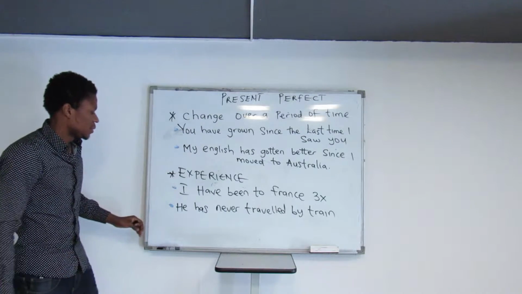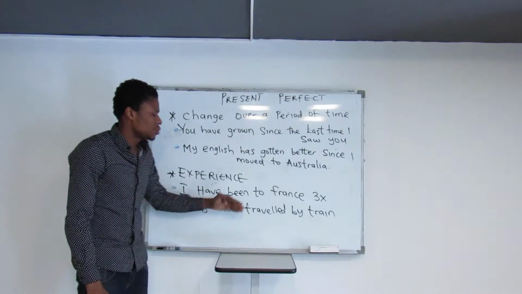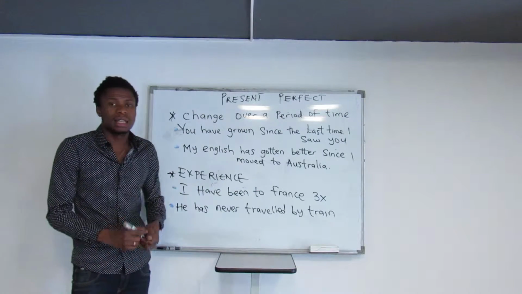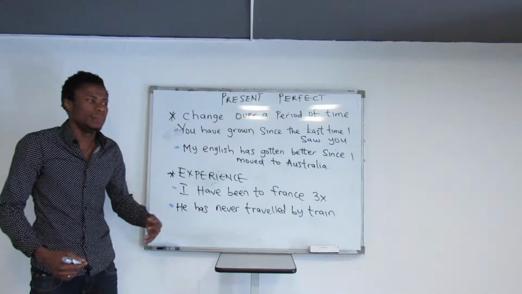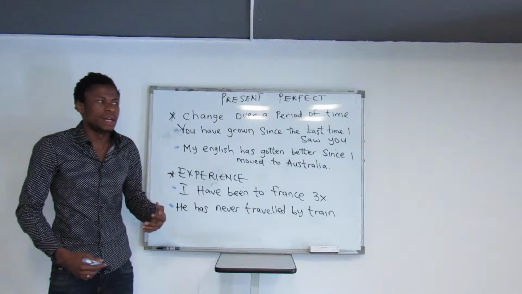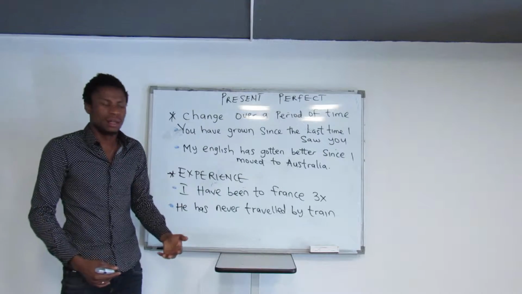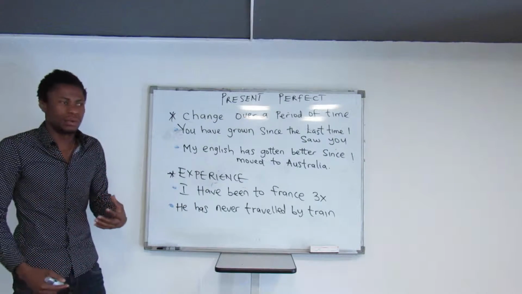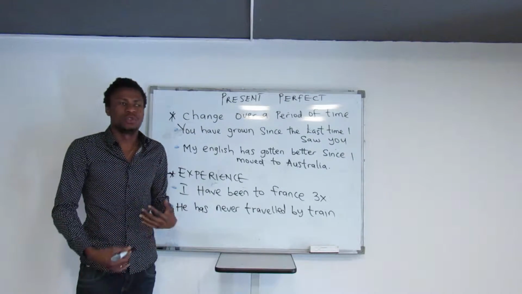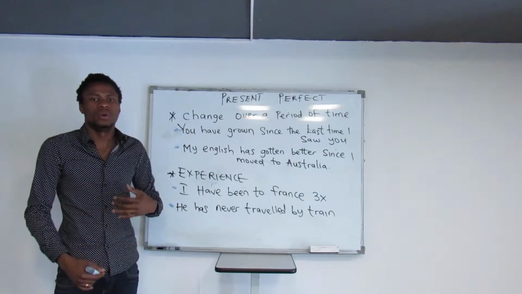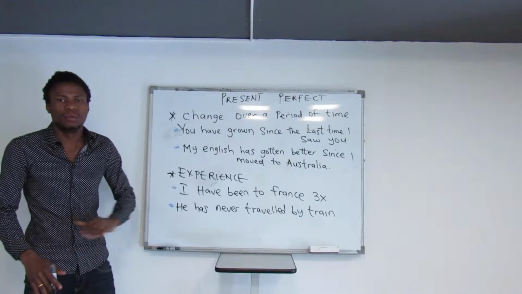The next one, he has never traveled by train. So this is also an experience. Somebody that has never traveled by train. It means the person has never enjoyed the luxury of traveling by train. So it is the person's experience. I can say, I have never traveled by sea. It means I have never been in a boat or in something that moves on the sea.